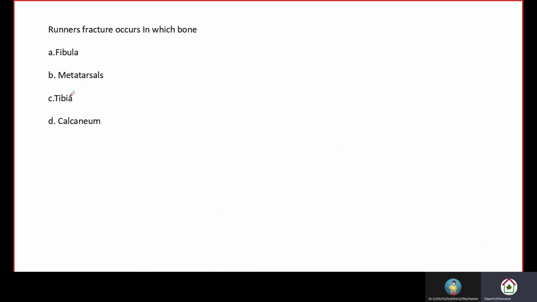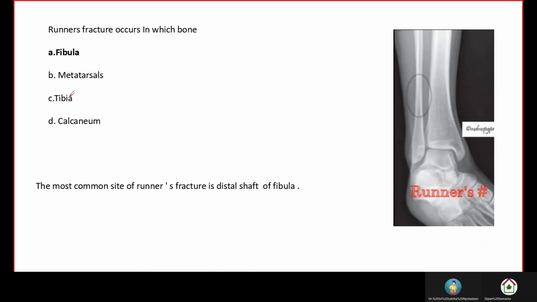Next: runner's fracture occurs in which bone? Fibula, metatarsal, tibia, calcaneum. Fibula. The most common site of runner's fracture is distal shaft of fibula, here. Those who run or sprint.